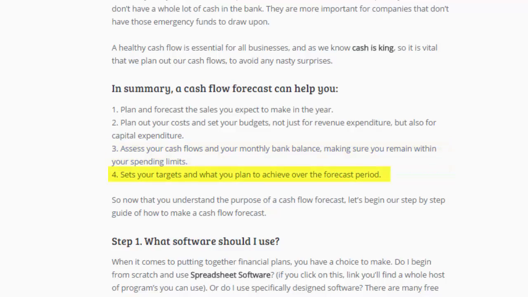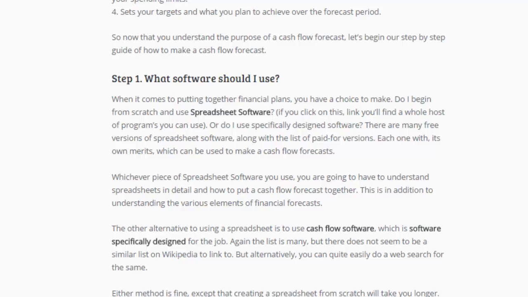And effectively it sets your targets, something that you can look forward to achieve. So for example, with your sales, by setting those targets, that can be used for your sales team to actually hit those targets. So the first section of this, I'm going to talk about what software you can use.